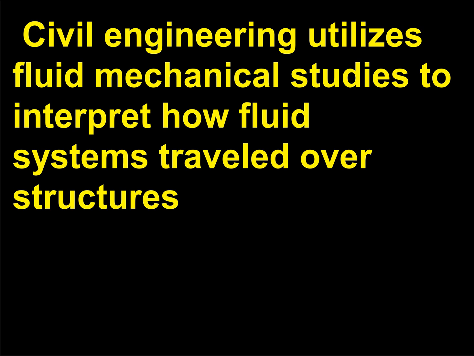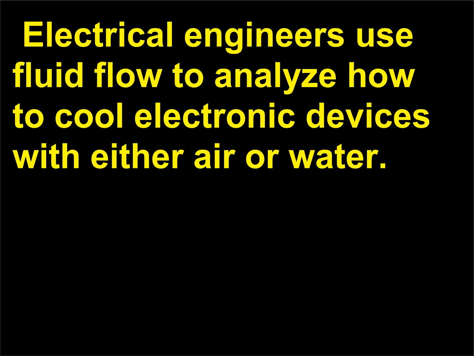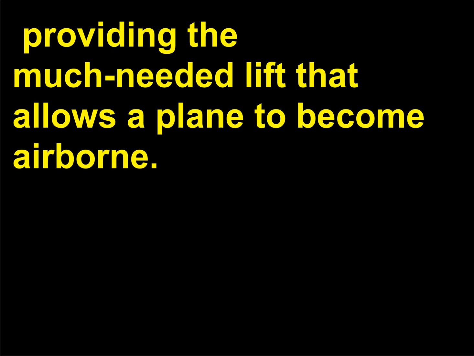Civil engineering utilizes fluid mechanical studies to interpret how fluid systems traveled over structures, such as aqueducts and pipes carrying drinking or waste water. Electrical engineers use fluid flow to analyze how to cool electronic devices with either air or water. Even early, and current, aeronautical engineers needed to know how air flowed over an airplane wing, providing the much-needed lift that allows a plane to become airborne.